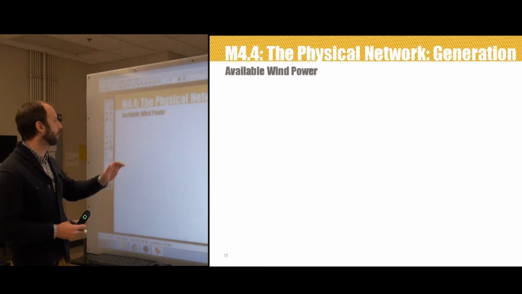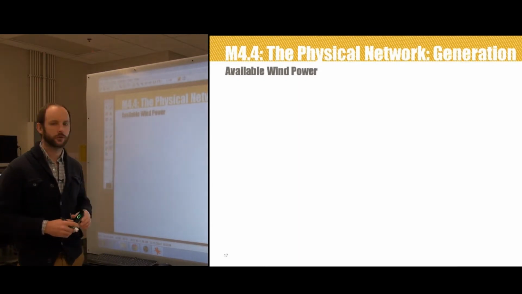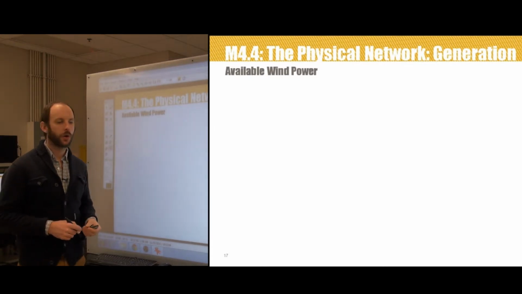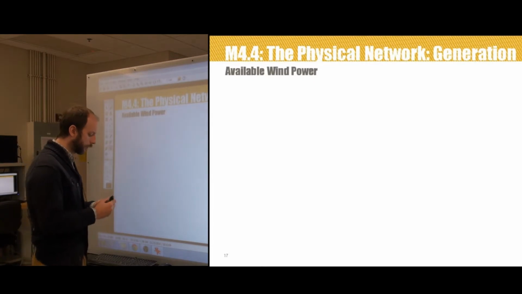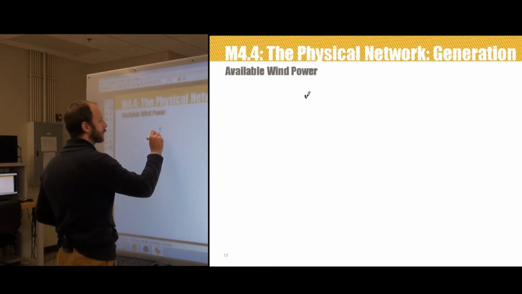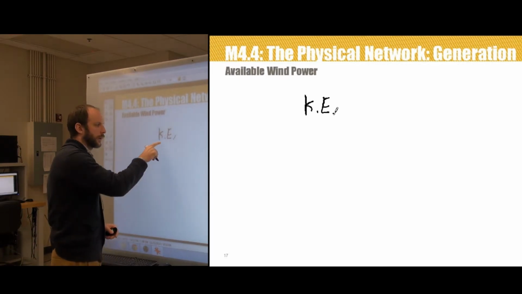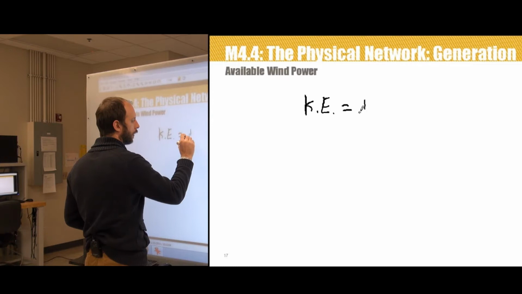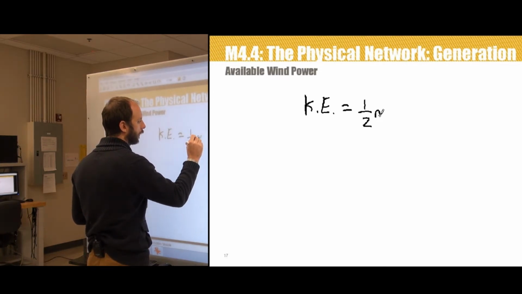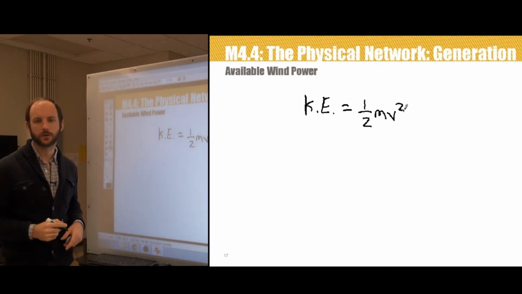Okay, so now what we want to do is a similar calculation to what we did for the hydroelectric resource, but now we want to turn to available wind power. Wind power is based on kinetic energy, and we know the formula for kinetic energy, KE, is equal to 1/2 mass times velocity squared. Very well-known physics 1 formula, 1/2 mv squared or mv squared over 2.